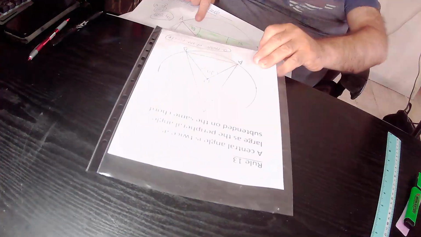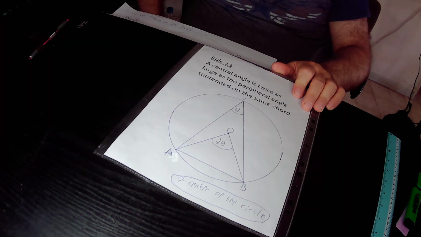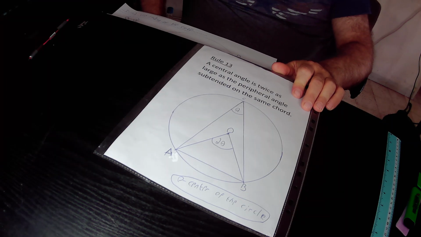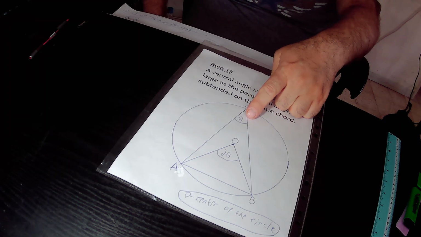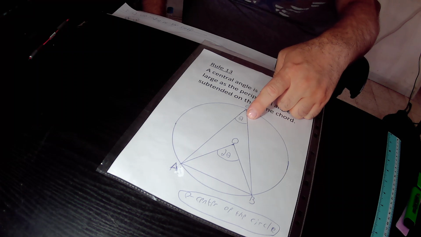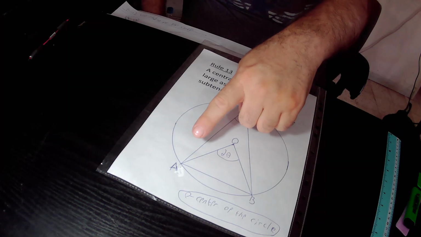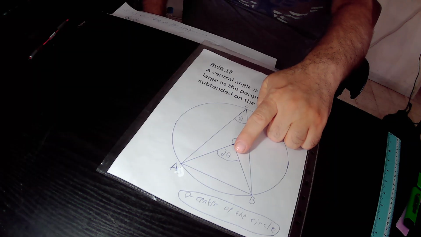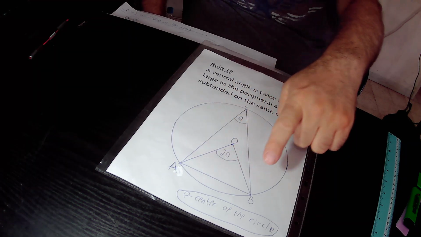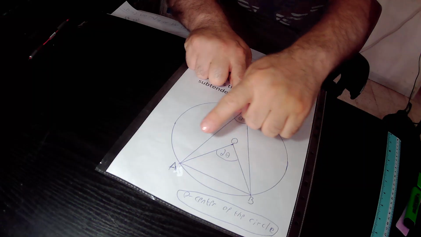in our drawing. According to rule 13, a center angle is twice as large as the peripheral angle subtended on the same chord. So in the drawing we have a circle, and this is peripheral angle ACB. The size of this peripheral angle ACB is theta, and it is subtended on chord AB. Likewise, we have here center angle AOB. This center angle AOB is also subtended on the same chord called AB.